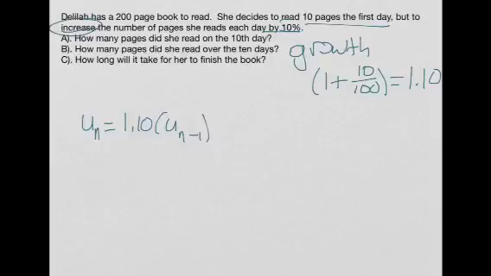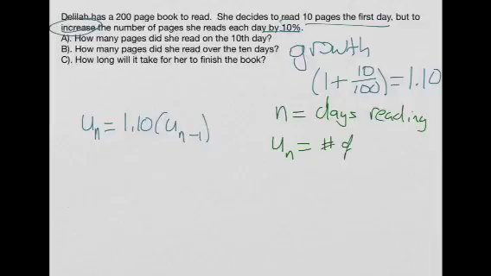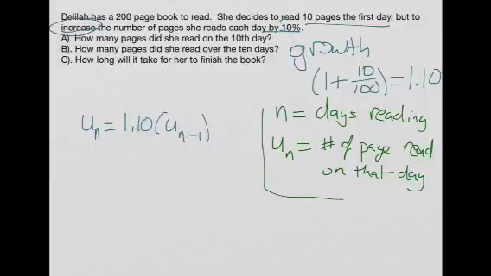But to make any sense out of this, I want to know, what does n mean and what does U sub n mean? N is going to be the day number. How many days since she started reading? U sub n is going to be the number of pages read on that day. As we work with these problems, again, it's good to define someplace what your n means, what your U sub n means. It's going to make it easier when we start to actually answer these questions.